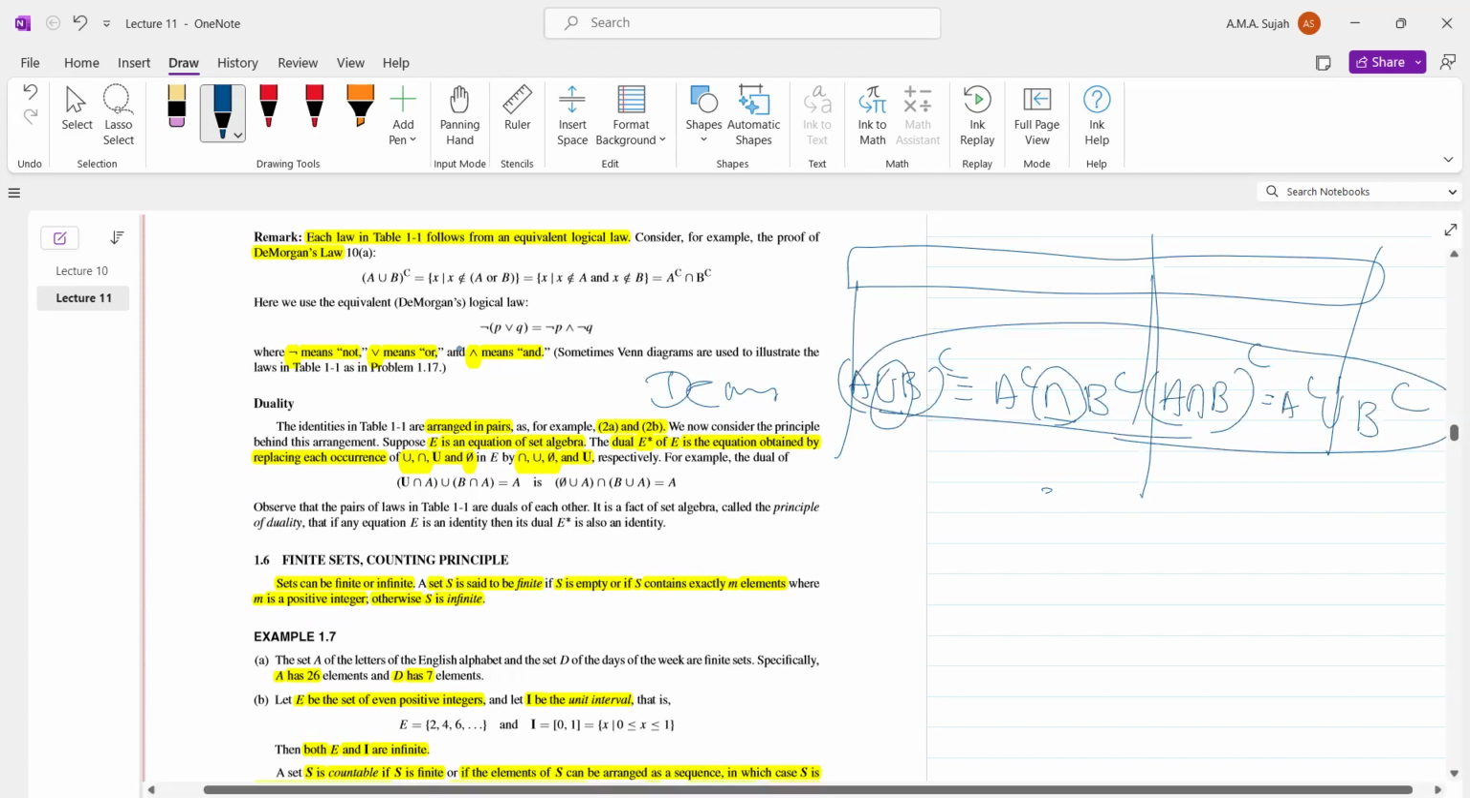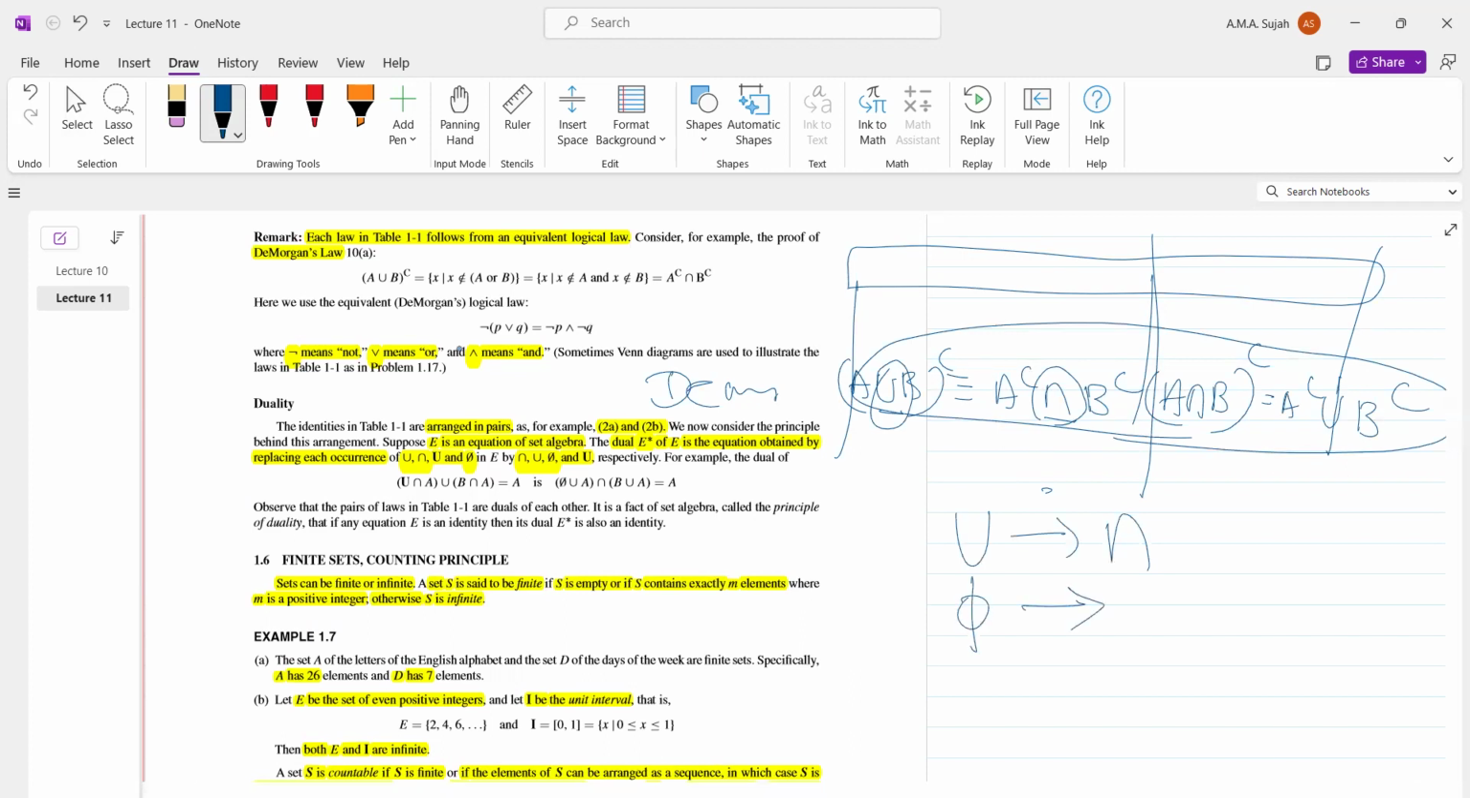Duality means if you have a union as a symbol, you can replace it with intersection. If you have an empty set, you can replace it with the universal set. If you have the universal set, you can replace it with the empty set. If you have an intersection, you can replace it with union, right?